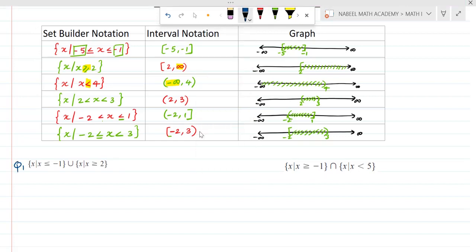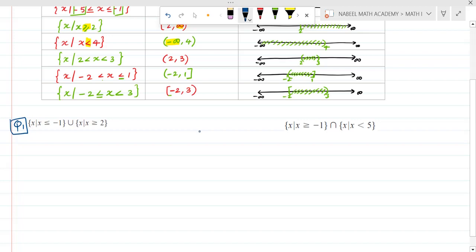So this is question number 1. I want to find the set builder, graph, everything. So what is the first one? To draw this one, the first and foremost thing, you have to graph it. This is minus infinity to plus infinity.